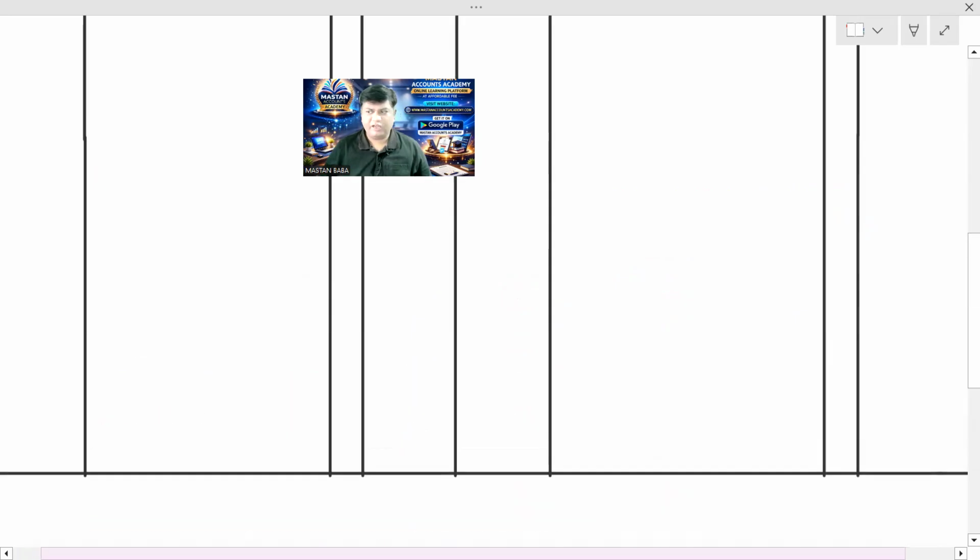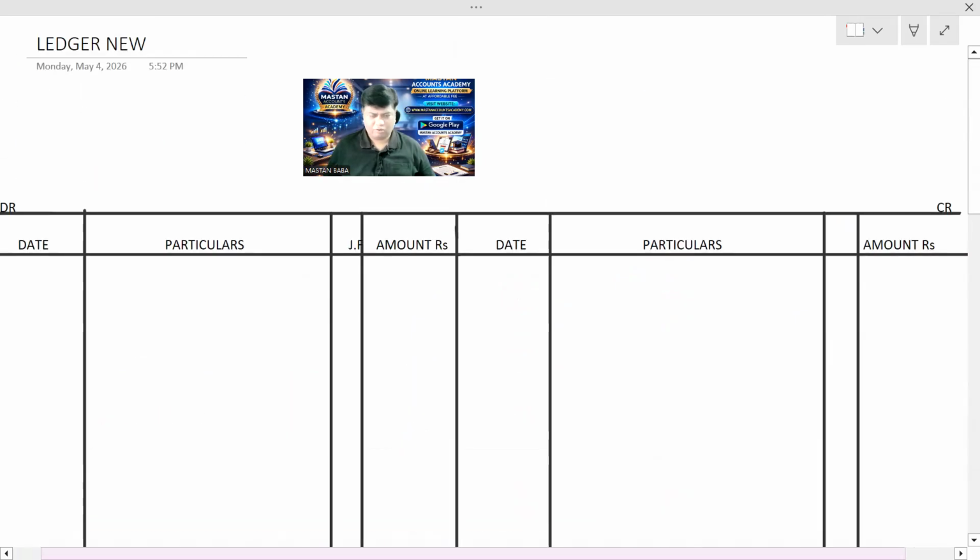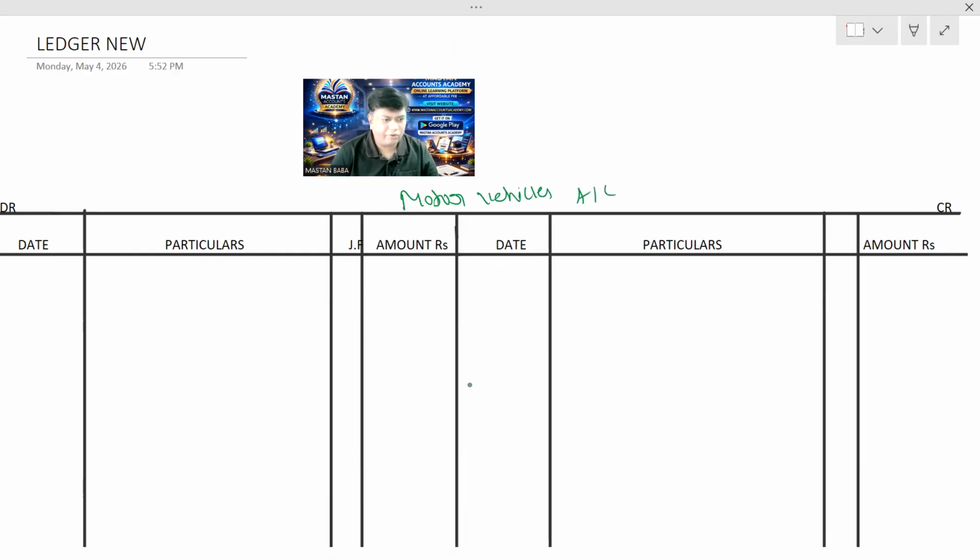So the first heading is motor vehicles account. If it is furniture, you have to write furniture account. So first date: on 1/1/2021, they purchased the first motor vehicle. So the required entry is motor vehicle account debit, to bank account, to indicate it is the first motor vehicle. 10 lakhs is the cost of this motor vehicle.